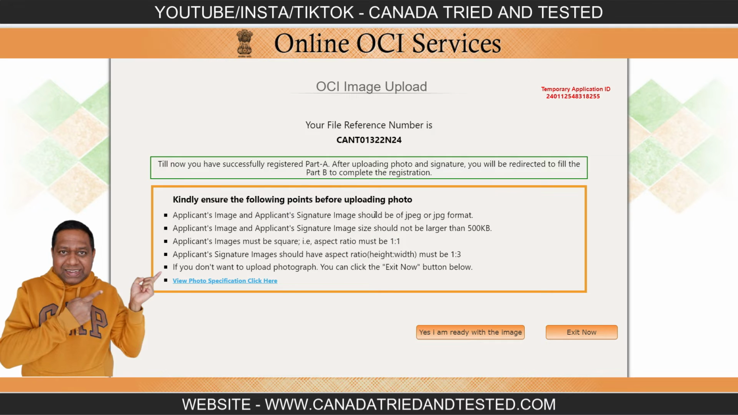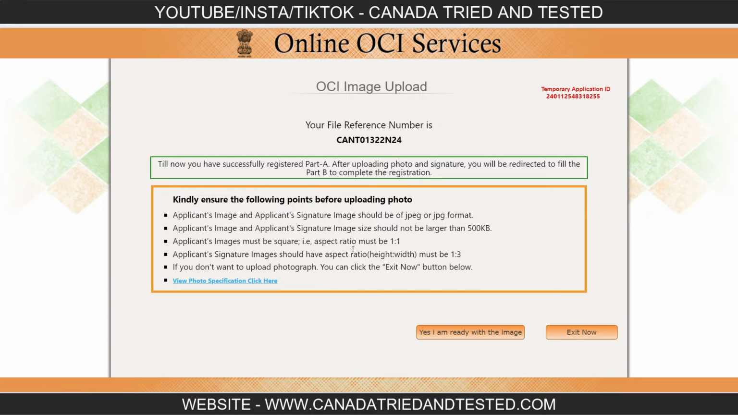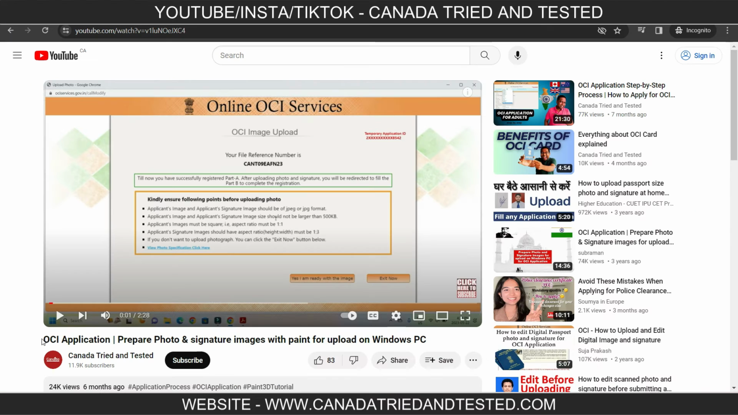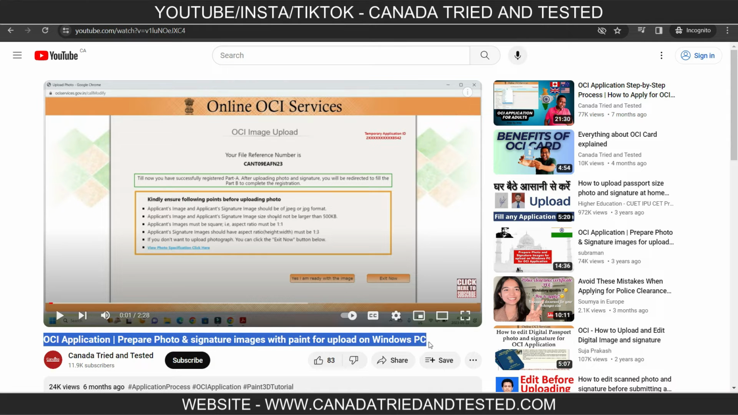Okay. Now for the photo upload, there is a requirement of specification. Okay. Since this is a minor child, signature is not required. Thumb impression will be required. I'll show you which thumb will be used for the child based on their sex. So for the photo upload part, I have made a separate video, OCI application, prepare photo and signature image with Paint for upload on Windows PC. It's a 2-minute video. This video will help you to get the size exactly the way it is required.